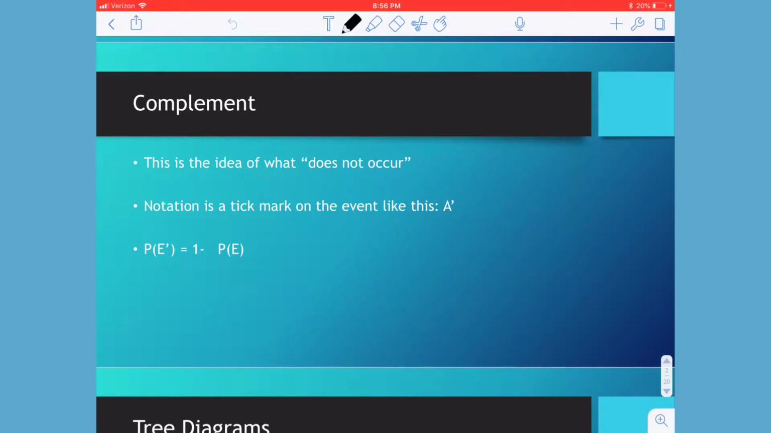So we've talked about notation in set 1 video, but we're actually going to introduce a new, more formal notation. It is a tick mark on the event, and it looks like this. You see that I've circled it there, and I have this little tick mark that I'm drawing an arrow to. Therefore, if I want to find the probability of what's not going to occur, the formula that I use is 1 minus the probability of the event actually occurring.